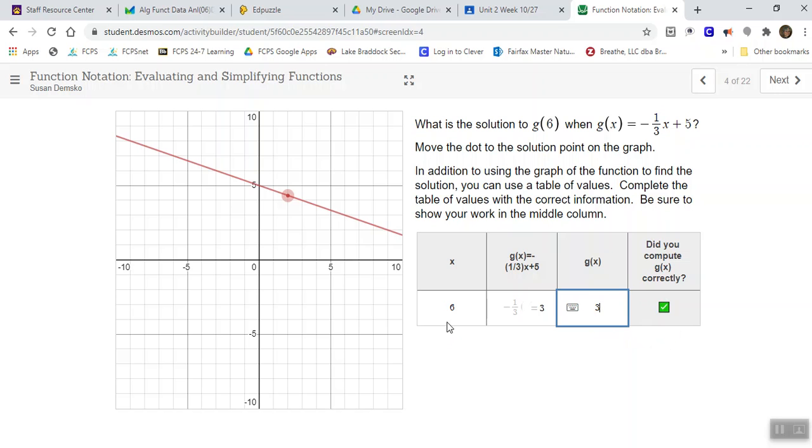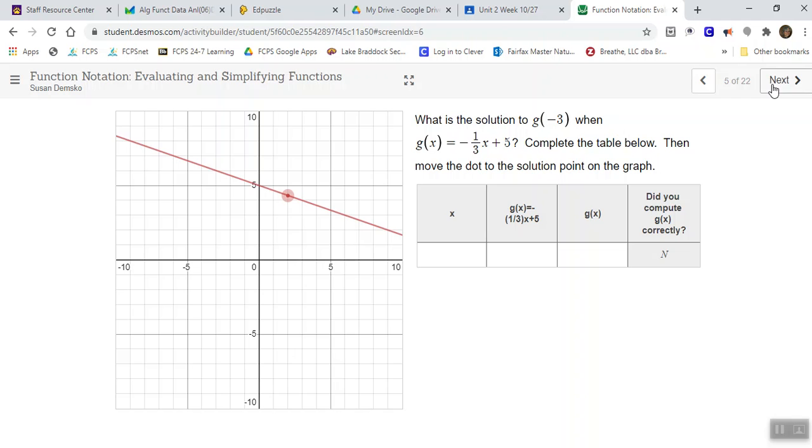So now I have to look at my graph. Where is x equals 6? X is 6 right here. So I'm going to move this down to where x is 6, and then I can see that y is 3. So sometimes this particular function of the calculator here is really hard to see. So let me give you an example.